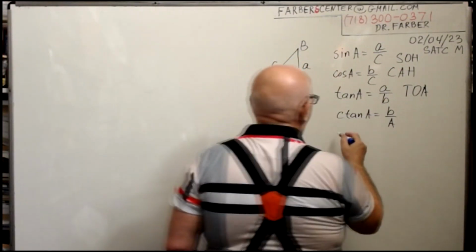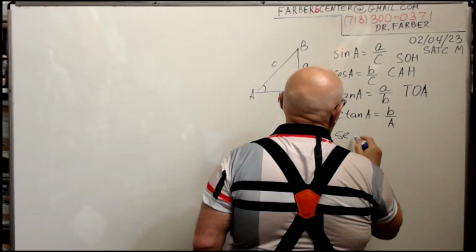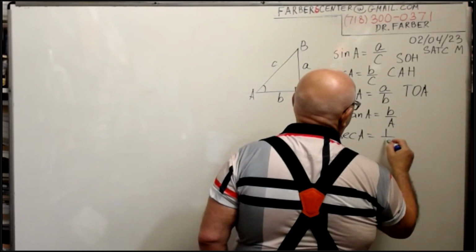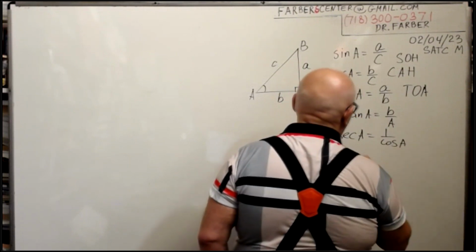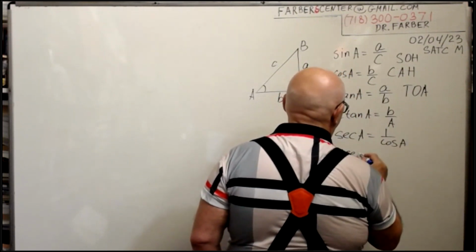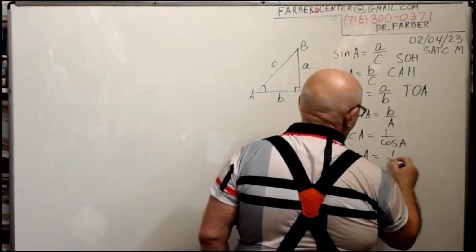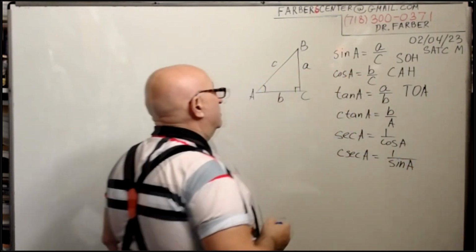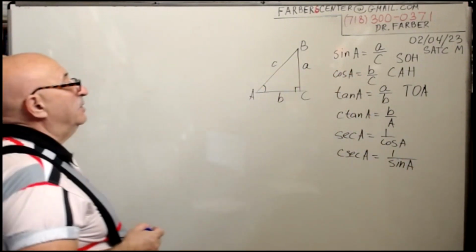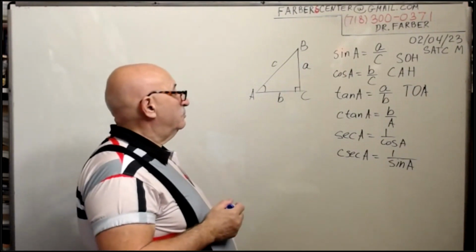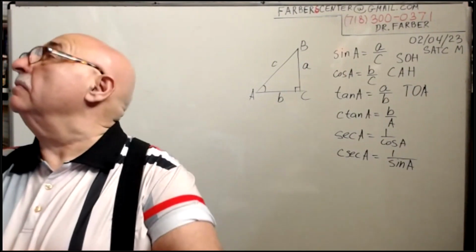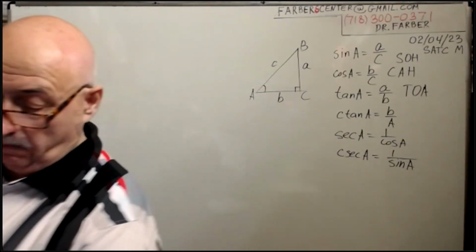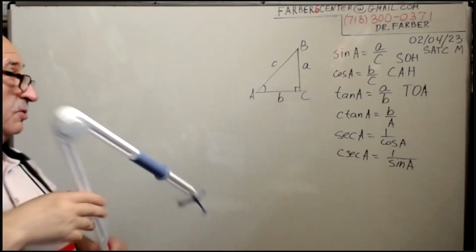In addition, we have secant A, which is 1 over cosine of A. And cosecant A is 1 over sine of A. You know this from school. I just review what we have. But later for SAT, you study how to use the unit circle. Again, if you have any question, ask me. If you don't have any questions, let me make a unit circle.